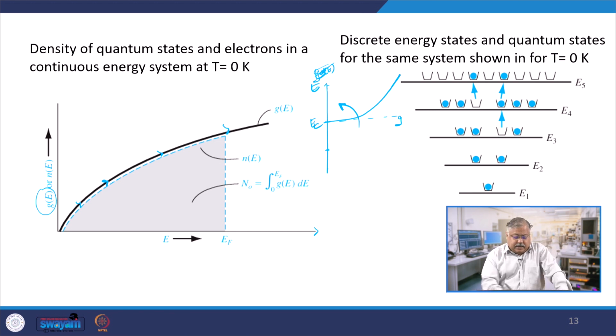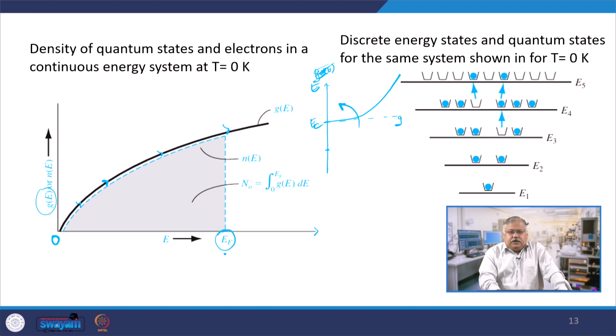Now let's look at EF. EF is the Fermi energy state here. If you look at EF very closely, then the area under the curve will give you the total number of filled states available, and that will be nothing but the integral from 0 to EF of G of E dE. So G of E is nothing but the number of electrons per unit energy state. If you multiply it with energy and integrate from 0 to EF, I will get the total number of electrons available.